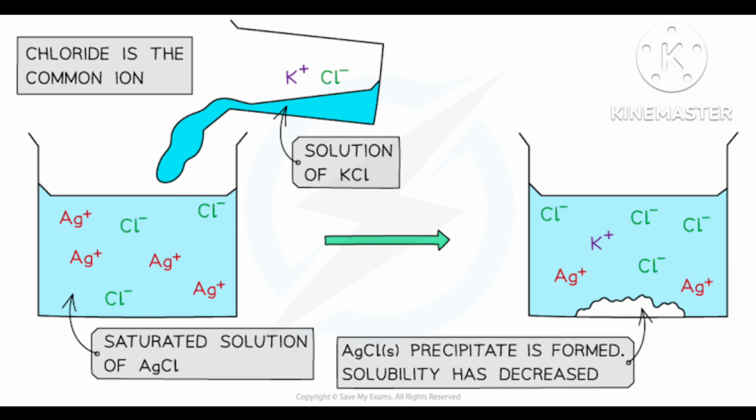Then 1.8 into 10 to the power minus 5 is equal to X, and that X is equal to H plus, the proton or hydrogen ion. Now you know the hydrogen ion concentration is 1.8 into 10 to the power minus 5. Now pH you can easily determine, because pH is equal to negative logarithm of hydrogen ion concentration, which is minus log of 1.8 into 10 to the power minus 5. Here log of x into y is equal to log x plus log y; that formula you have to use.